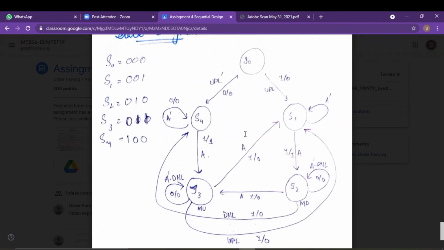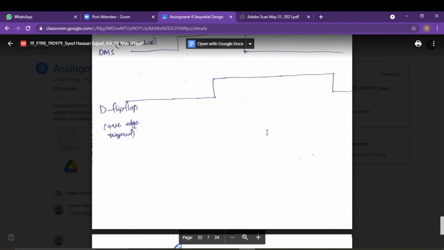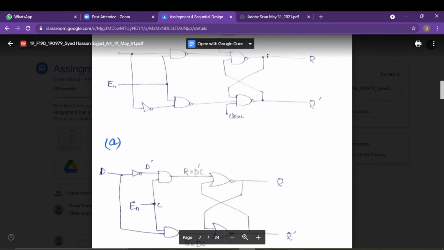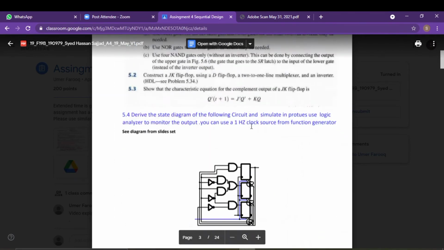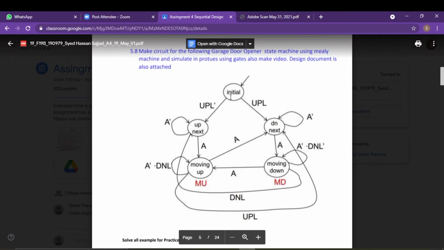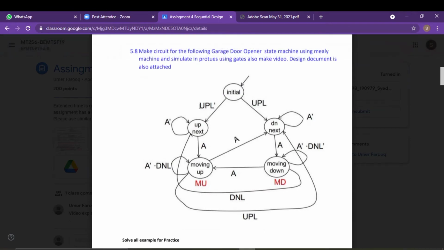So this is the garage door opener, in which I'm just going to make you clear with the help of the original diagram that I've made. Here you can see that this is the initial stage in which you are applying UPL. Actually these are all inputs: A, DNL and UPL, and MU, MD are the outputs. So let's explain what these are.